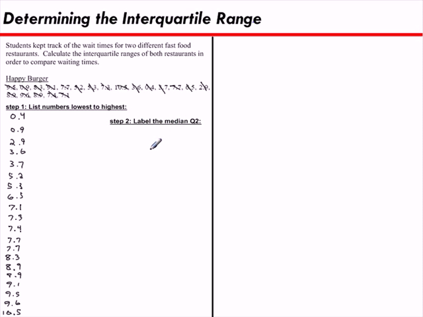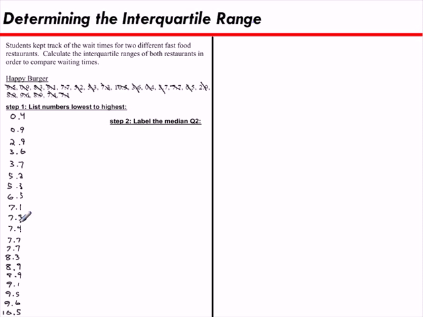In this next step, what I need to do is find the median of this list. Or in other words, where's the middle? Where does the list get split into 2? Well, since I have 20 numbers in total, I'm going to have 10 to the left of the middle and 10 to the right of the middle.